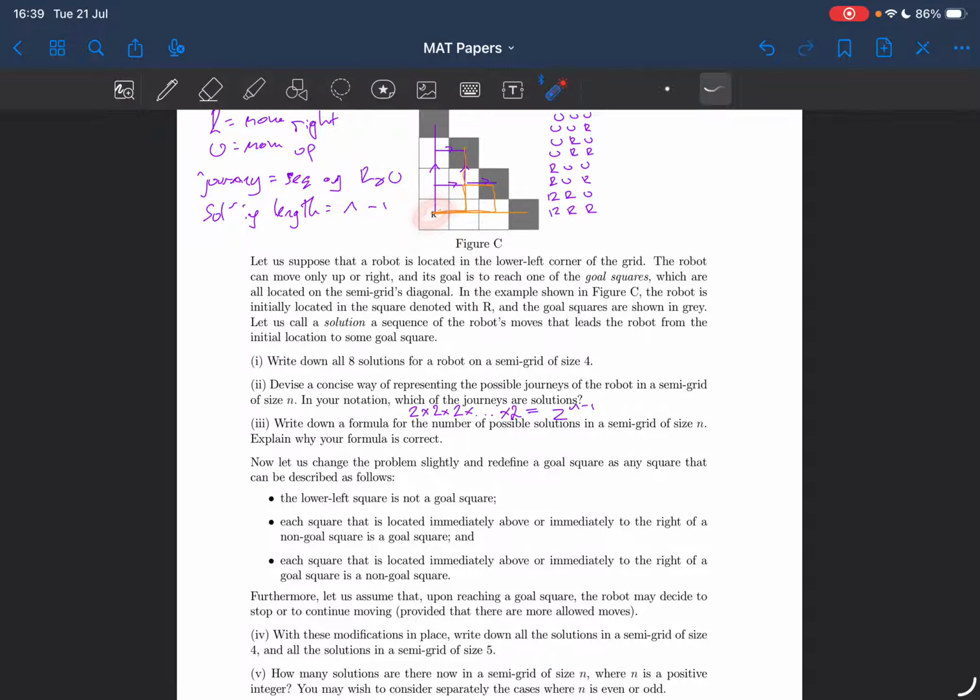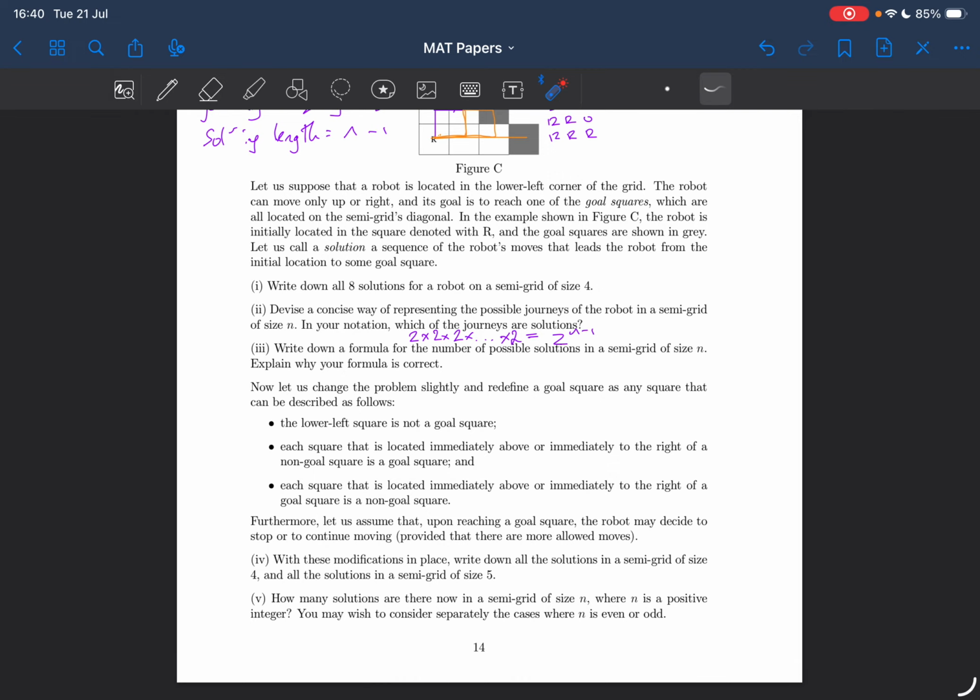So if we start there, these ones up and right must be goal squares. And then each square that is located immediately above or immediately to the right of a goal square is a non-goal square. Okay, so we'd have no, yes, yes, and then everything above that, so no, no, everything to the right as well, no. So it's going to keep alternating, where we have kind of diagonal sequences of yeses and nos as they go through. So furthermore, let's assume that upon reaching a goal square, the robot may decide to stop or to continue moving, provided there are no more allowed moves.